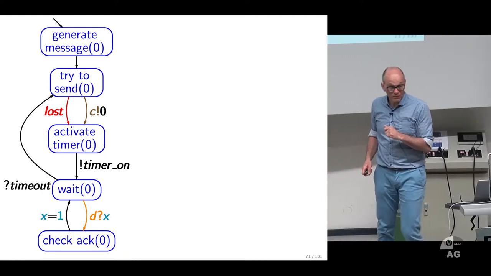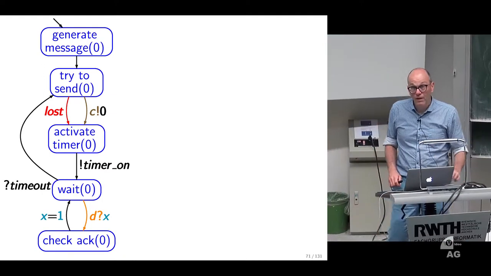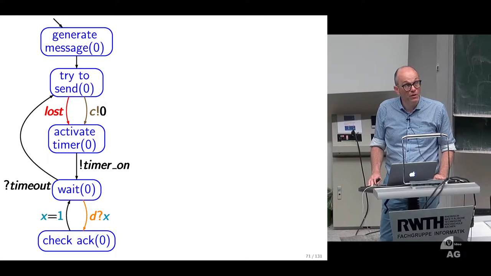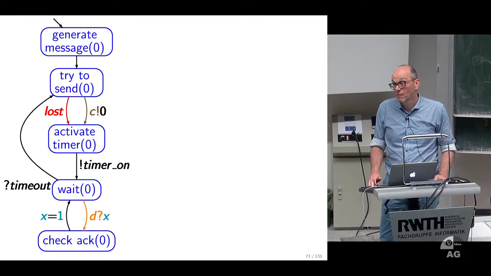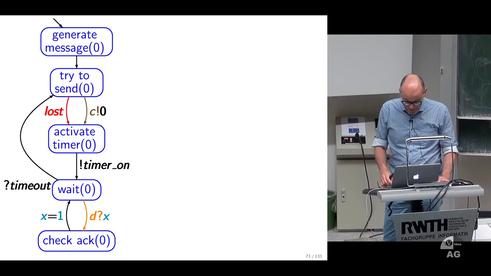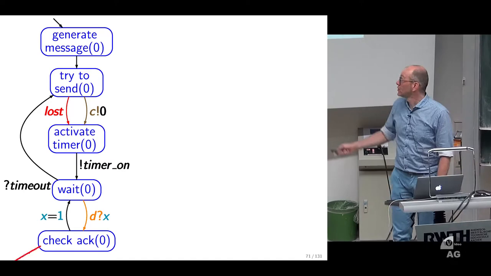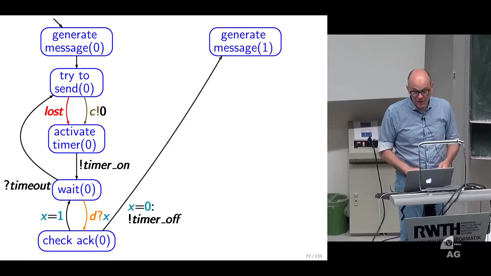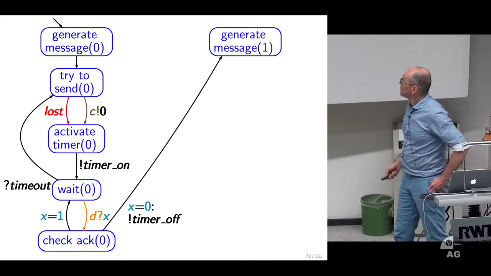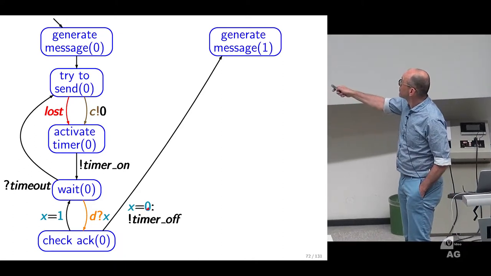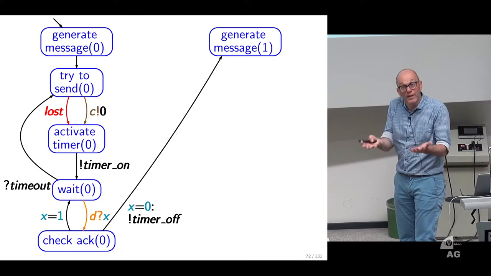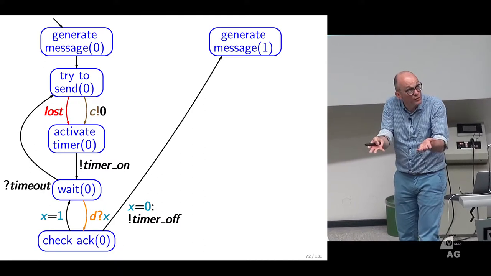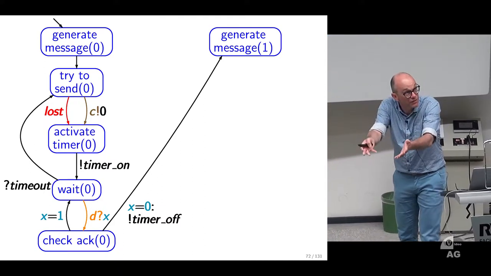Okay? Good. Any questions on the left part of the program graph? No? So what happens if we have completed the whole transmission for 0? We go to the scenario for 1. So that's here on the right. Suppose that x equals 0, so that means we were waiting for the bit 0, we get the acknowledgement for 0, so we can send the next message.